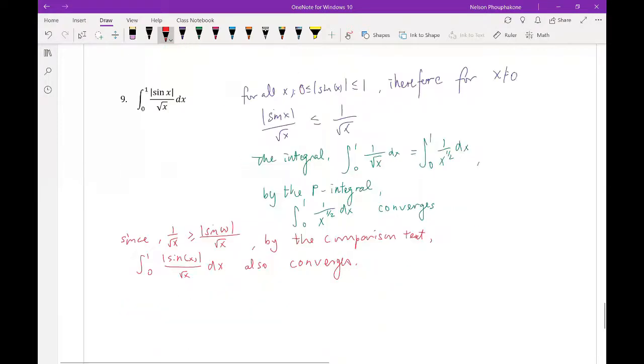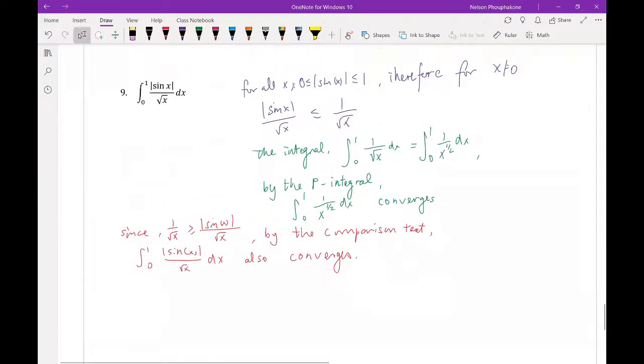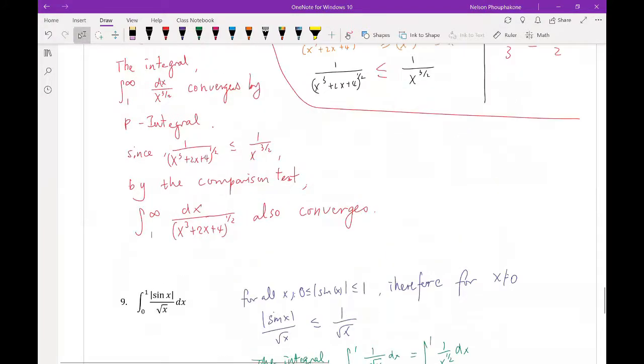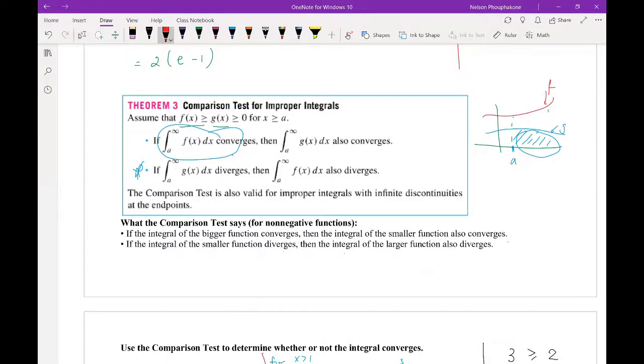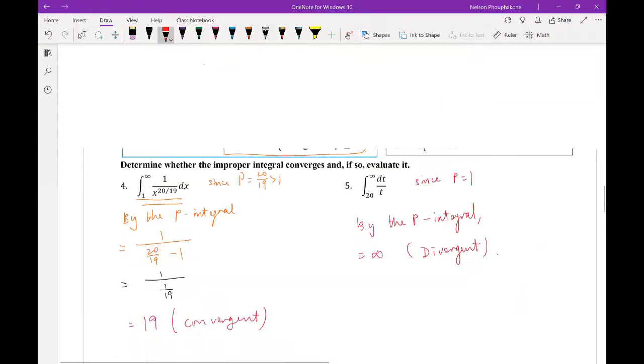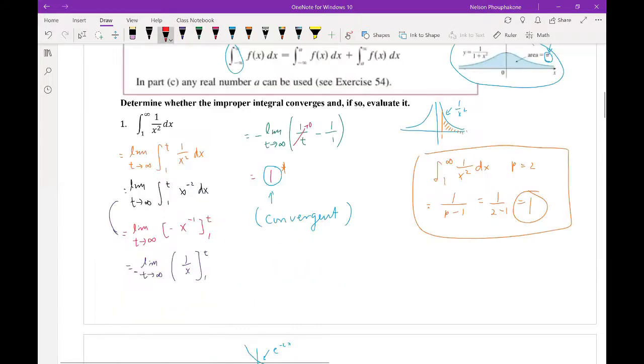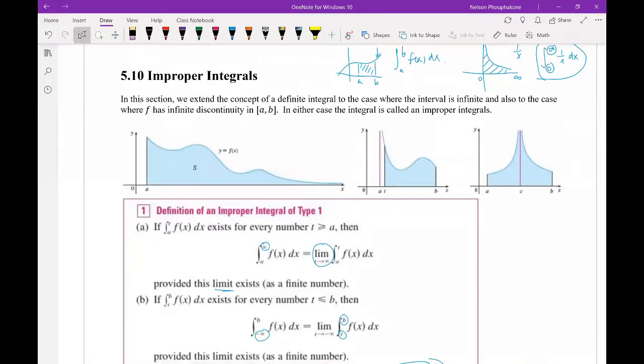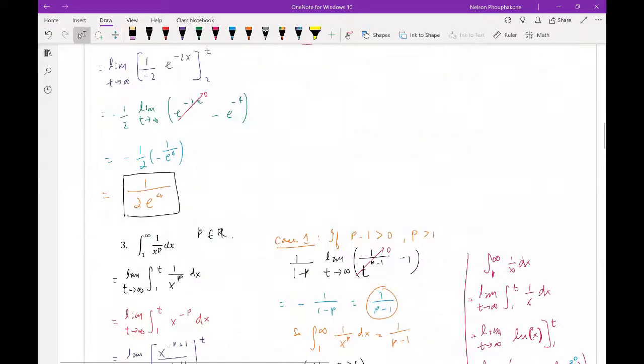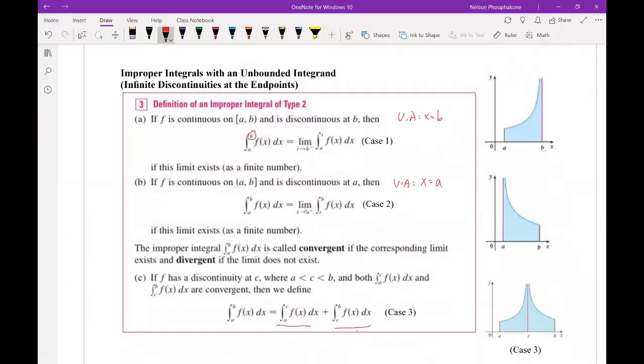Okay. So this is how we use the comparison test. Make sure to remember this: if the integral of the biggest function converges, then the integral of the small function also converges. On the other hand, if the integral of the smallest function diverges, then the integral of the larger function also diverges. And of course, in this section I just introduced how we work with the improper integral, meaning when the integral goes to infinity, or when we integrate from the vertical asymptotes to some numbers. So we could use the improper integral to work out the problem. Okay, so that's it. Thank you.